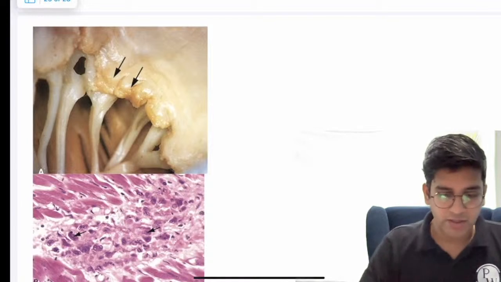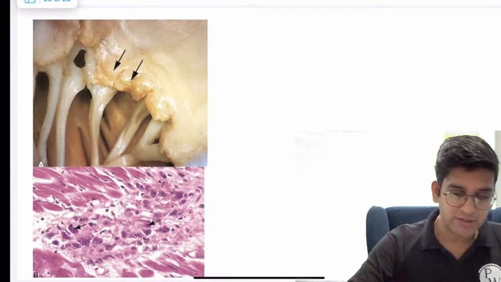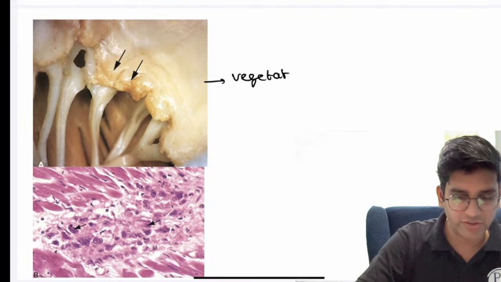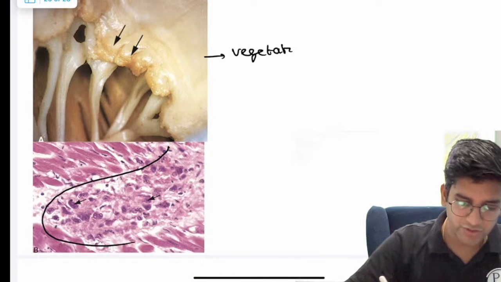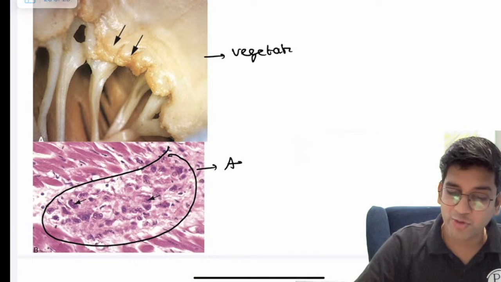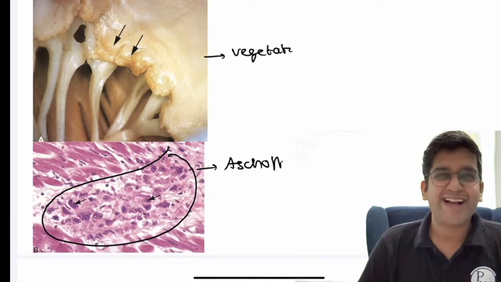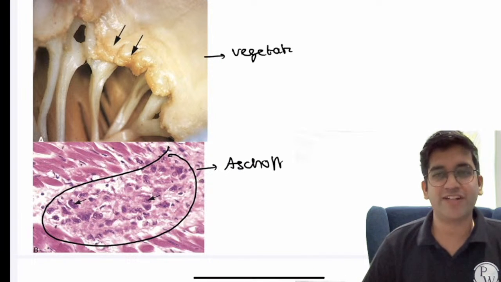Amazing, okay? Diagnosis, spotter. This is your gross vegetation, tiny vegetations here, and this structure is your Aschoff body. I don't know, but still people are hell-bent on asking Aschoff body in case of rheumatic heart disease. I am sure you will write this. There will be no doubt in Aschoff body, right?